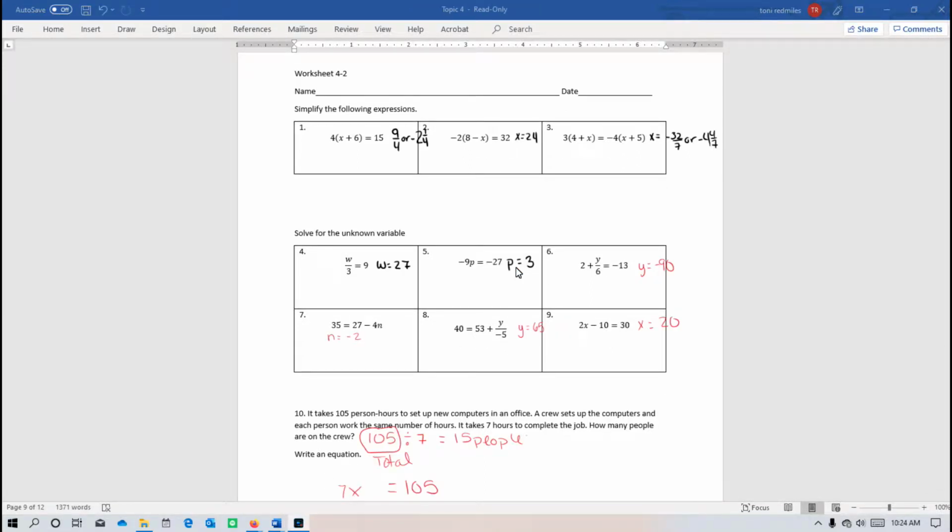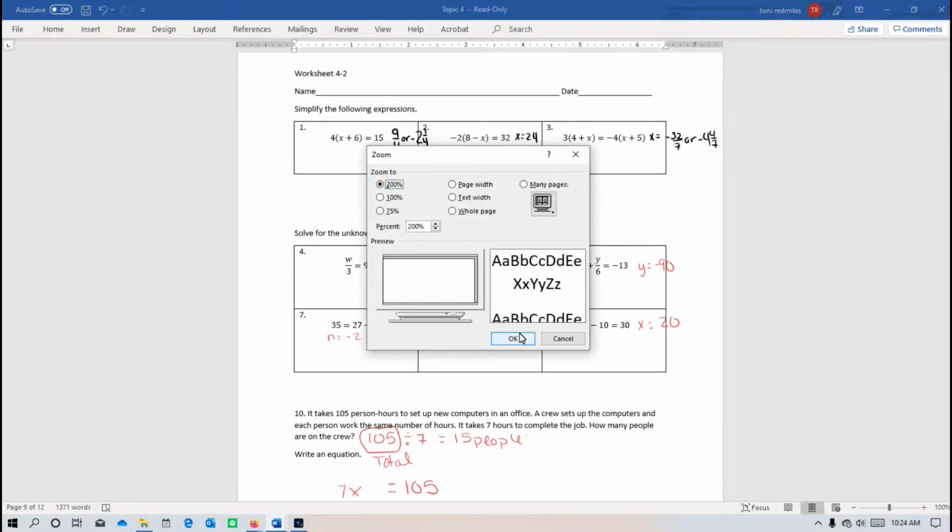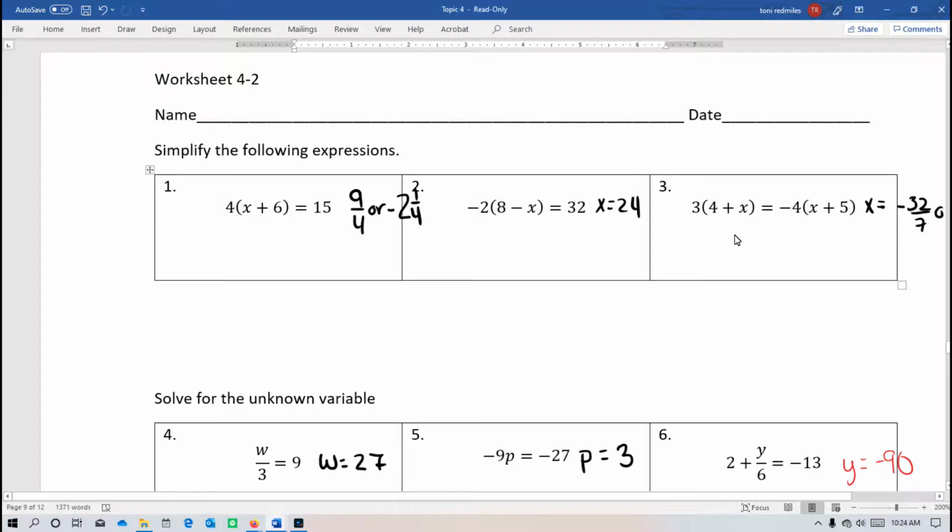All right, so pause and check your worksheets. All right, so in doing this first one, I am going to distribute the 4 first, which gives me 4x plus 24 equals 25. Now I got to do the opposite operation to get that x by itself. The 25 is adding to the x, so I'm going to subtract it from both sides.